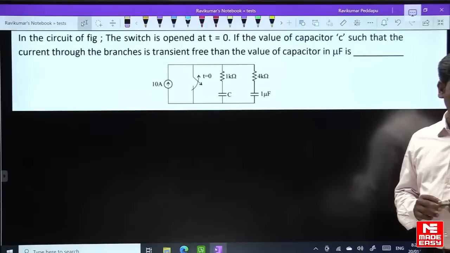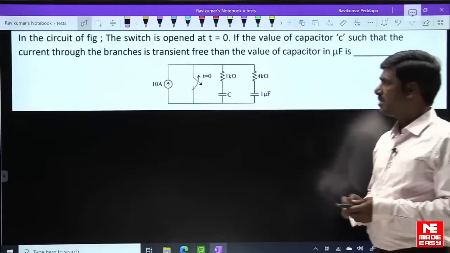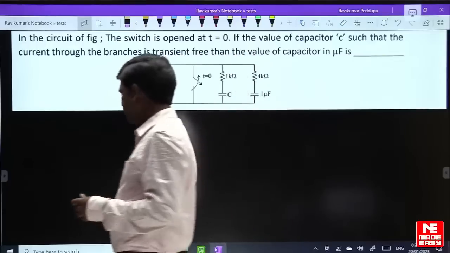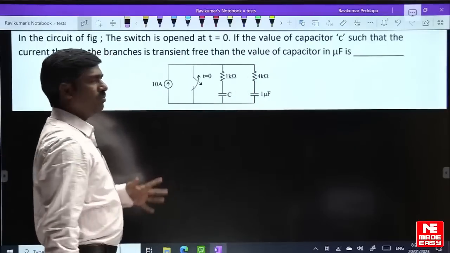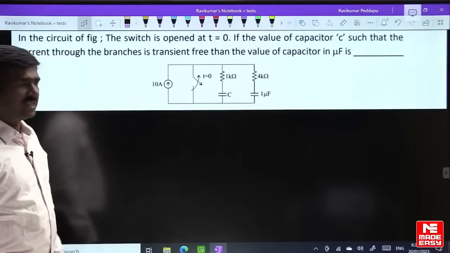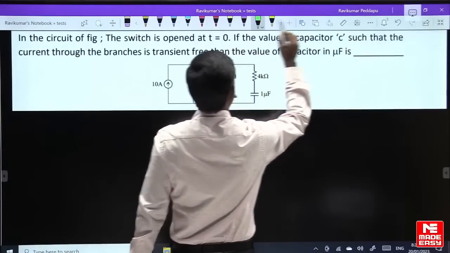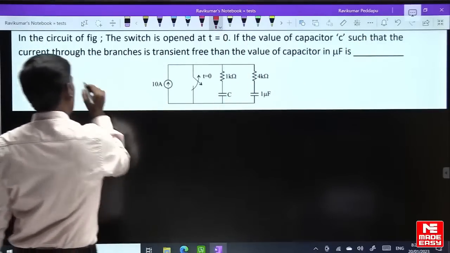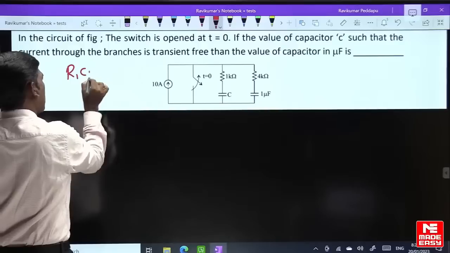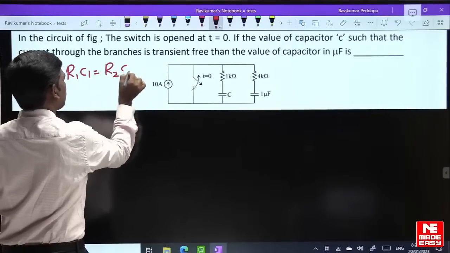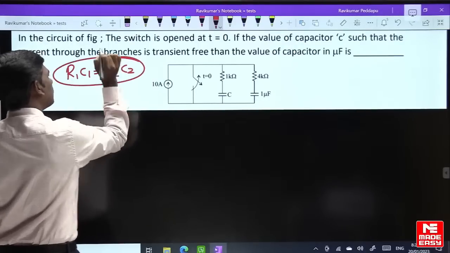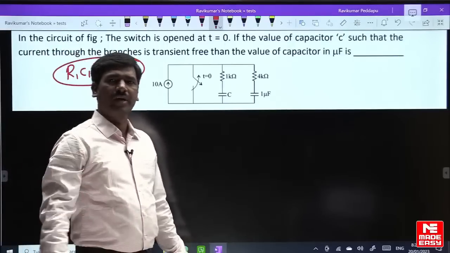Ahan Basu, 4.25. 4 microfarad. Yes, 4 microfarad is the correct answer. So very simple here. The condition for a transient free response in this case is R1 C1 is equal to R2 C2. Then it becomes transient free.